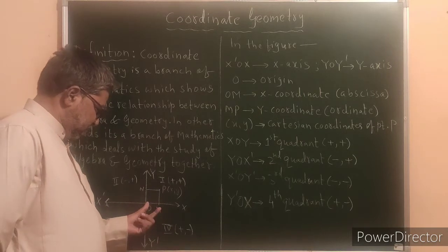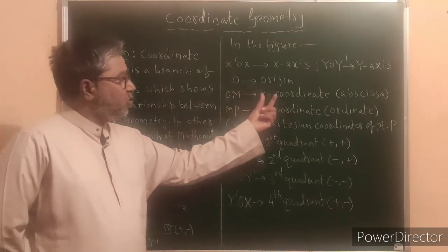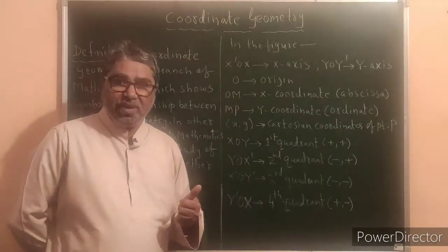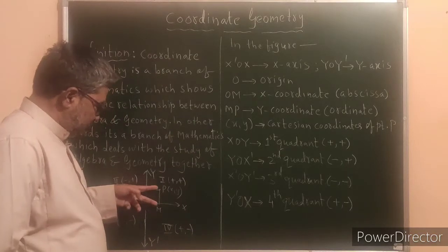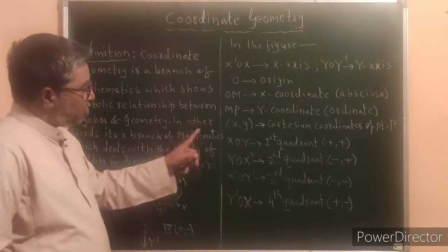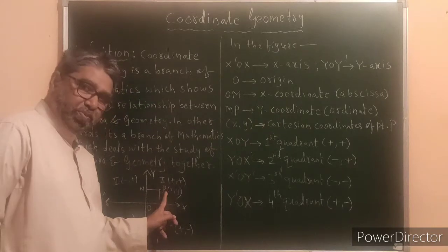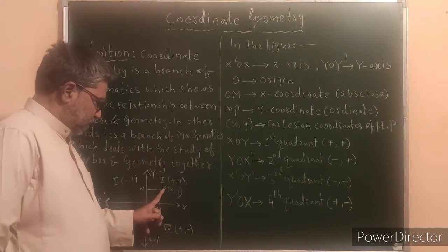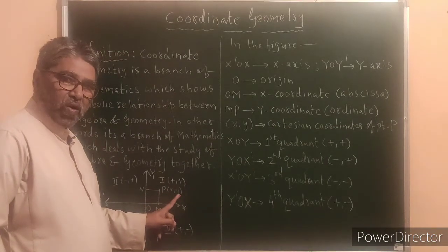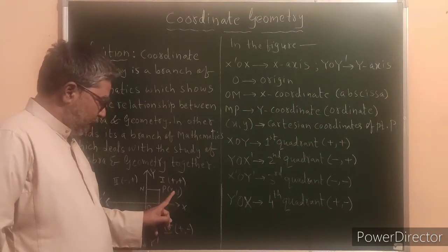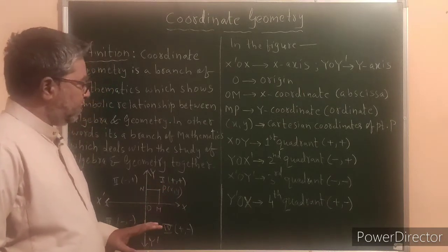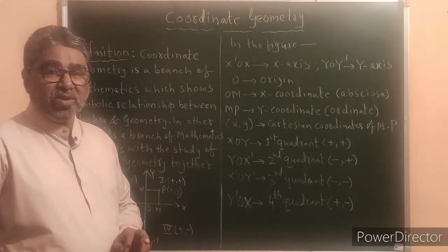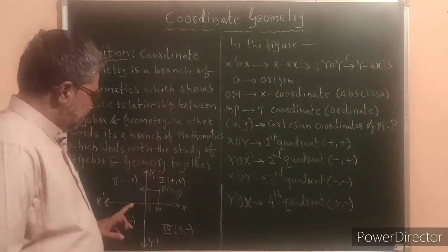OM is nothing but the x coordinate of the point P, which is called abscissa. Now ON or MP is the y coordinate of the point P, and it is also known as ordinate. So in this way, the abscissa and ordinate of point P are x, y in this particular figure. Now this x, y is called the Cartesian coordinates of the point P.